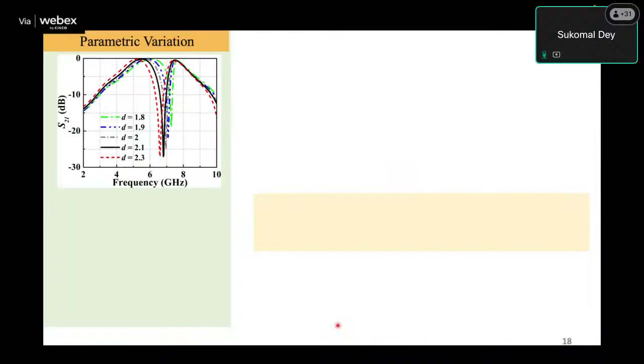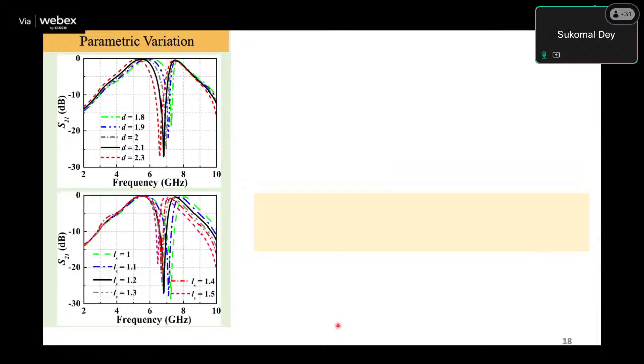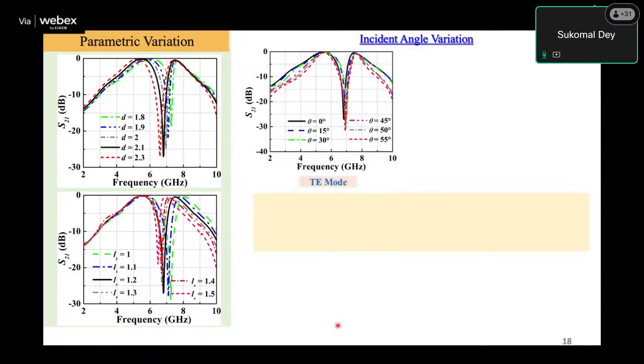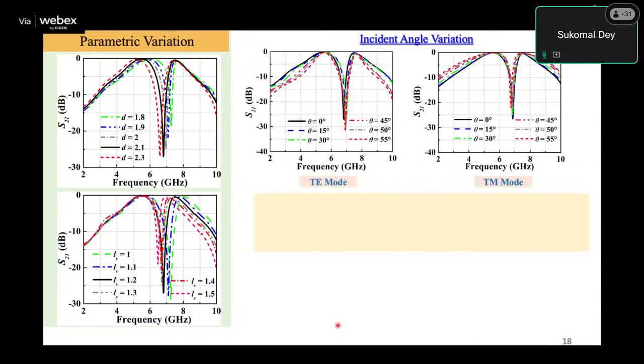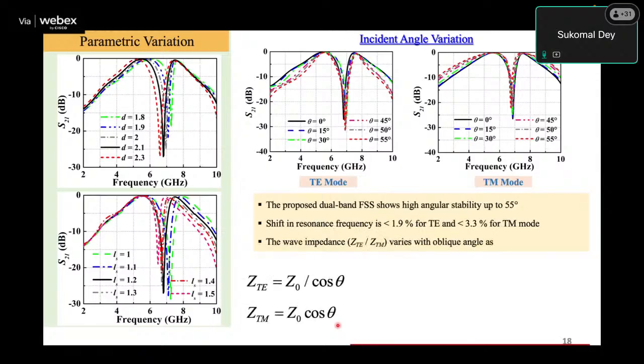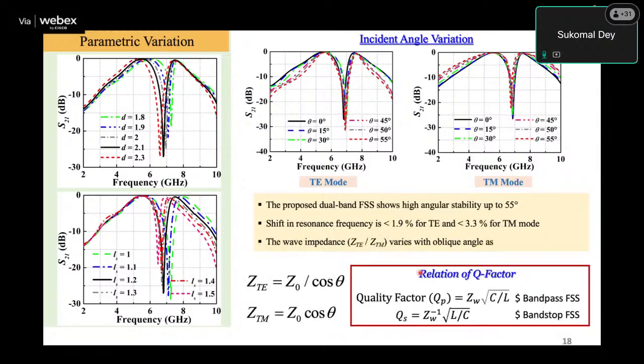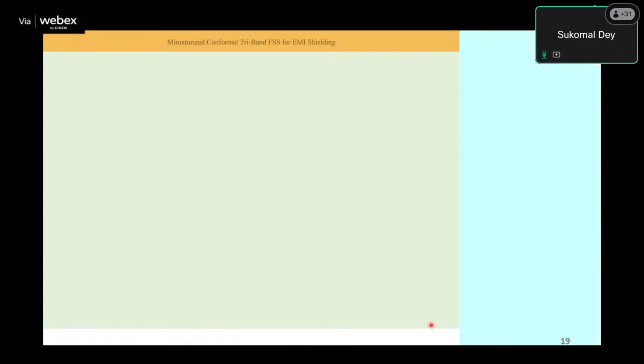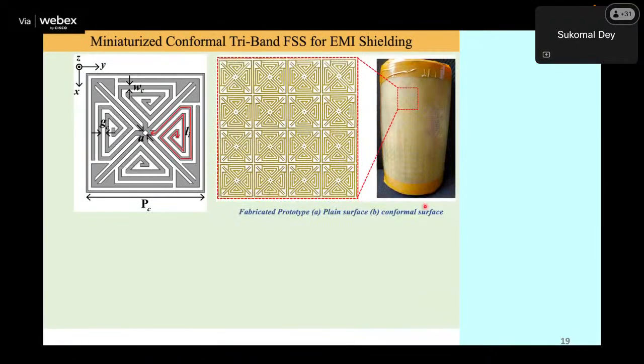After that, you have to vary the parameters to optimize it. The parameters are basically functions of your own design. Then again, you have to run the TE and TM modes, and after that you get the performances. And what is the relation of the quality factor over here? I say the quality factor also plays a role. For the band pass filter, this is the quality factor definition. For the band stop, this is the quality factor definition. Okay. Now let me begin with the tri-band with a similar structure.